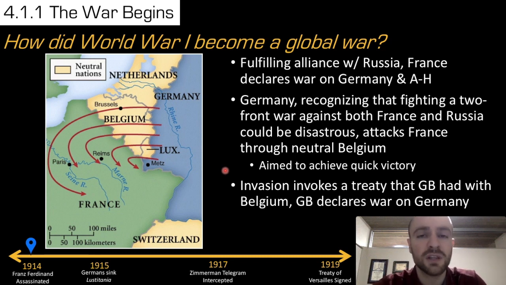However, strategically, this is probably a pretty poor move in hindsight, because this invoked a treaty that Great Britain had with Belgium. Great Britain said that if Germany or any other country invades neutral Belgium, Great Britain was going to intervene in the war. And Germany invades neutral Belgium, so then Great Britain says, well, I guess we're going to war too. Great Britain ends up joining the war on the side of Russia, Serbia, and France, as an Allied power.